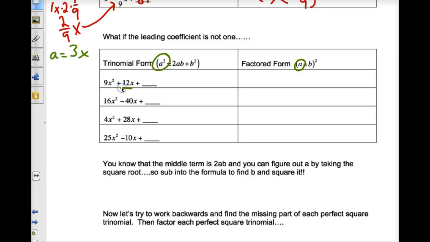Now, the middle term, which is 12x: 2 times a times b has to be 12x. But we now know a, so I'm going to go 2 times 3x times what makes 12x? Don't blurt it out if you know it. But everybody figure out what that question mark is. 2 times 3x, because that's what a is, times b, I put a question mark there, makes 12x.